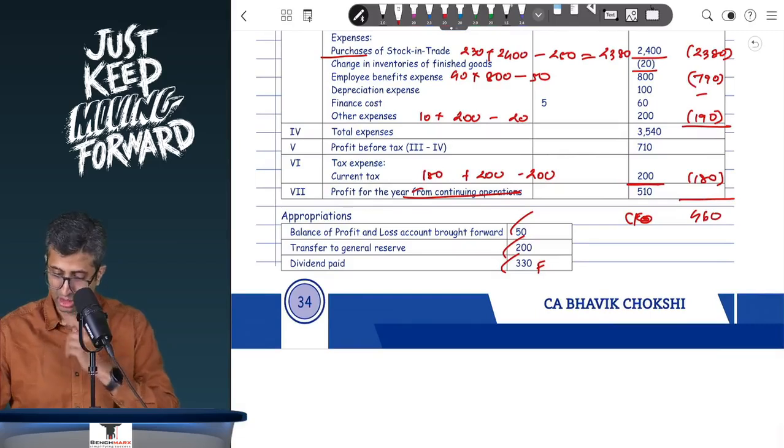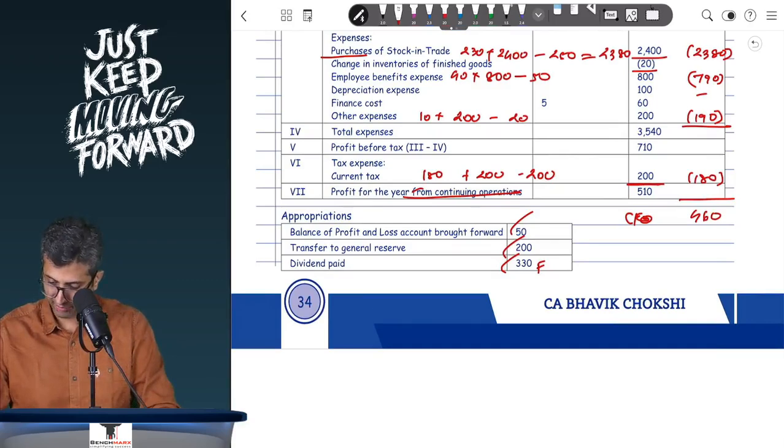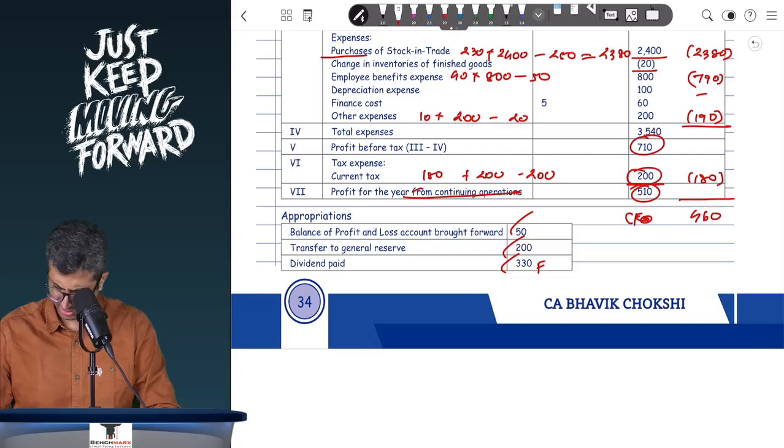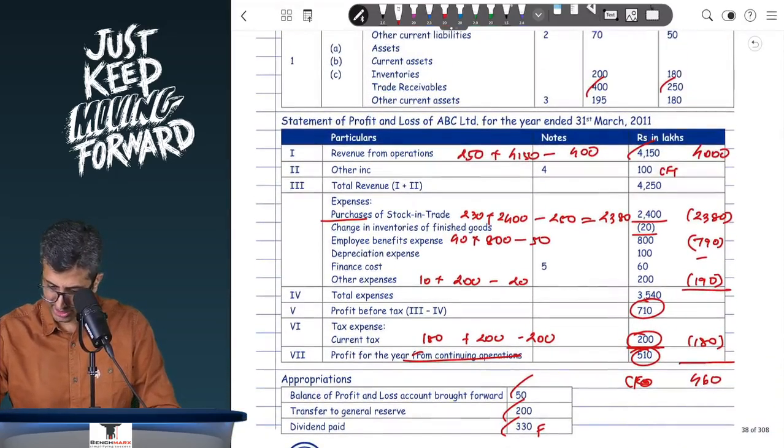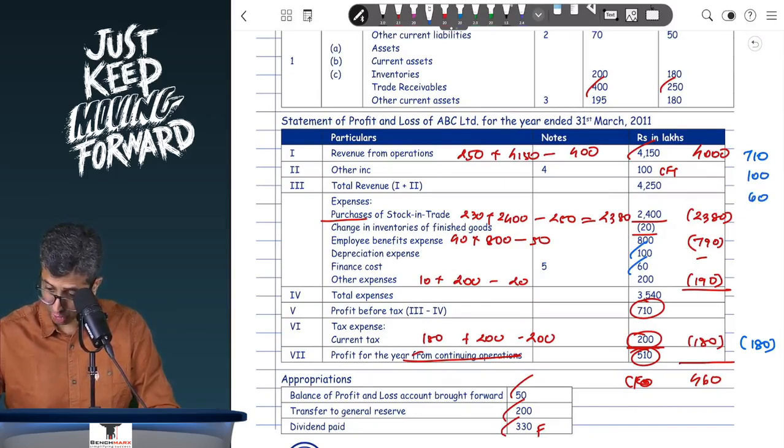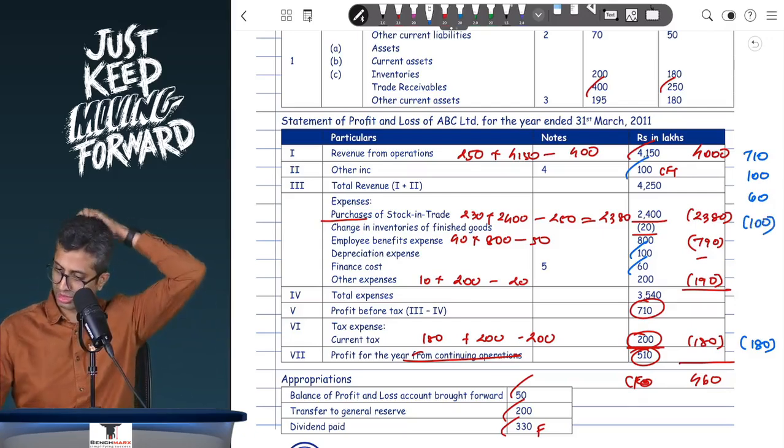Now if I look at the indirect method, I will start at 510, add back 200, come to 710. Now within 710 यहाँ पे आप उल्टा करोगे. So within 710 you will remove less tax paid, तो यहाँ पे भी 180 आएगा. But to remove non-cash, non-operating items, which is 100, which is 60. 100 for depreciation, 60 for finance cost, and also income of 100. So ये अपन remove कर देंगे non-cash, non-operating.